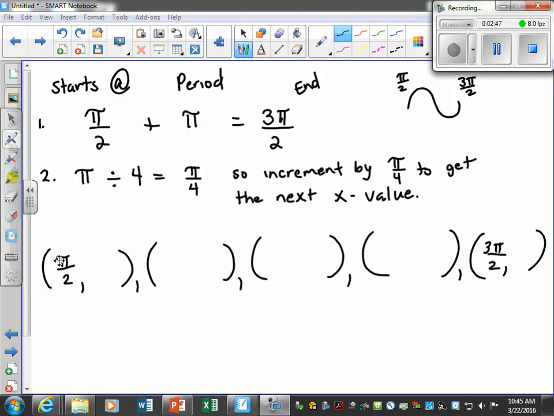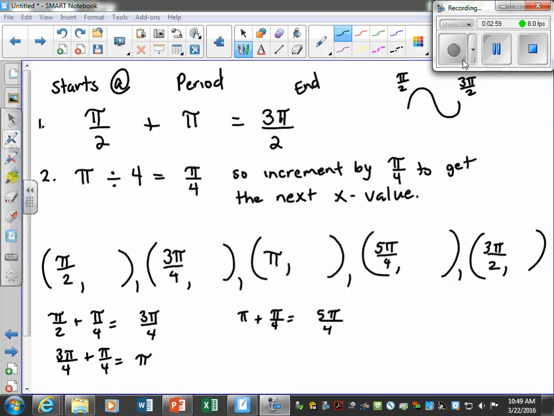So I start here at my phase shift. I'm going to add pi fourths to get this value, add pi fourths to get this value, add pi fourths to get this value, so on and so forth. So pause it and plug those values in. Okay, good. You can see where we have our scratch work here to get to 3 pi fourths, to pi, to 5 pi fourths. Now we're ready to go set up our table and actually plug our values in to find an ordered pair. Let's go to the next page.